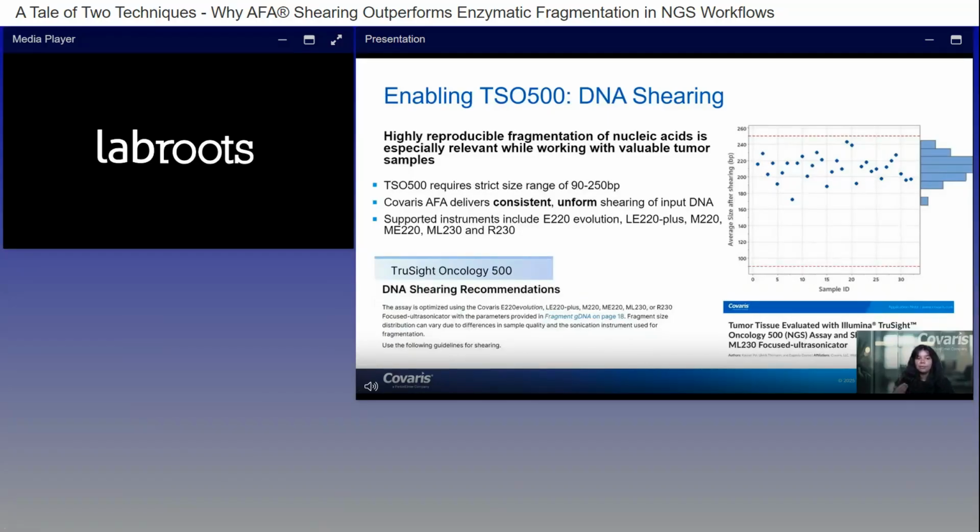I also want to highlight that Covaris is relied upon to shear TSO 500 libraries. So the TSO 500 protocol requires a very strict size range of 90 to 250 base pairs. And their guidelines actually highlight Covaris for this application, as enzymes are not capable of consistently delivering these results. So this figure here shows the fragment size distribution of Covaris sheared samples. And you can see just how uniform this size range is, with all the samples falling within the required parameters. So this highly reproducible fragmentation profile is important, and it helps researchers consistently reach their targets.